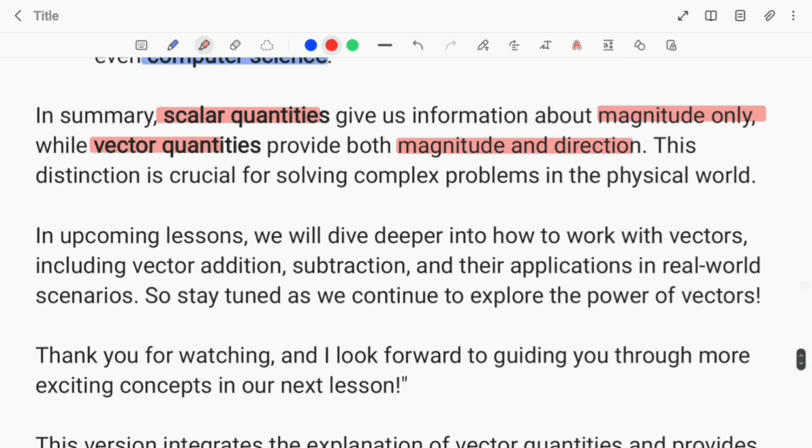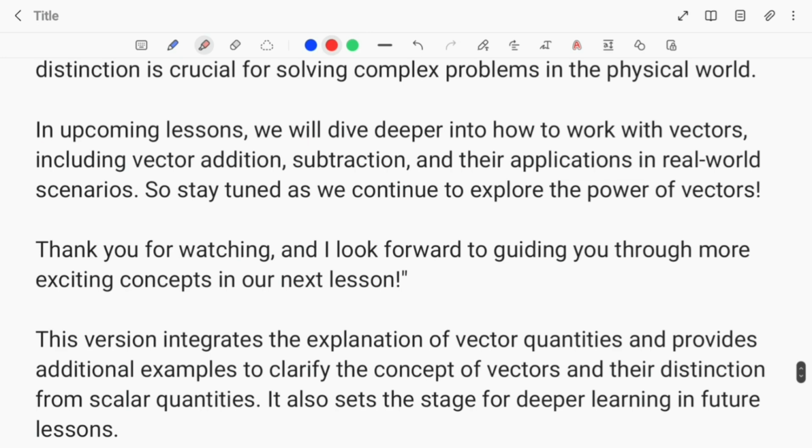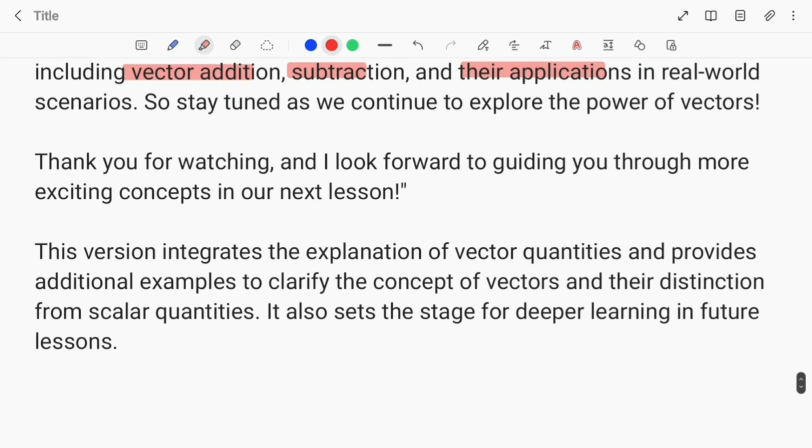In upcoming lessons, we will dive deeper into how to work with vectors, including vector addition, subtraction, and their applications in real-world scenarios. So stay tuned as we continue to explore the power of vectors. Thank you for watching, and I look forward to guiding you through more exciting concepts in our next lesson.